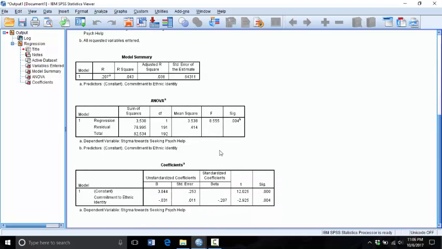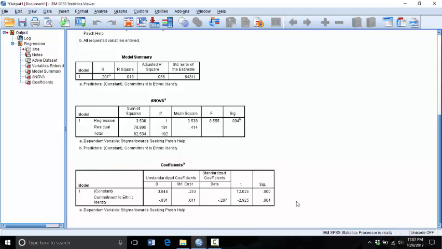Then we can also look at our coefficients table. Whether you look at the unstandardized coefficient or the standardized coefficient, both are negative. So this is telling you that there's a negative relationship between commitment to ethnic identity and stigma towards seeking help. So the more committed people are to their ethnic identity, the less stigma they have towards seeking help. And again, we see here that the test was significant.